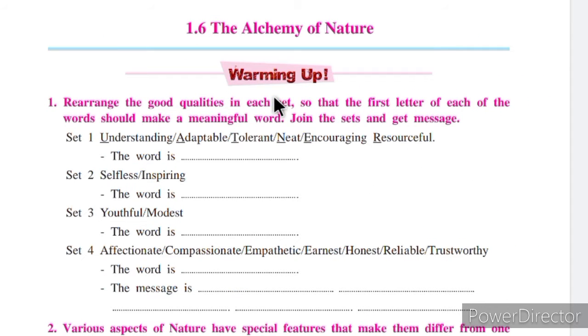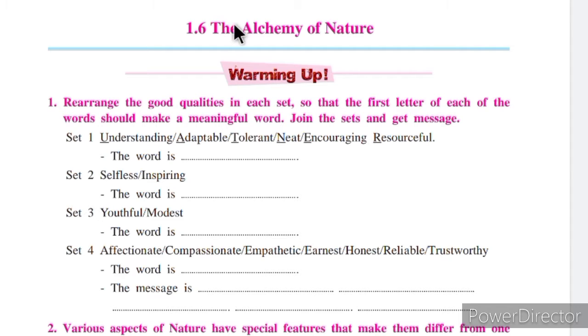Before starting with the chapter, let's see the warming up questions so that we get a little bit warmed up and ready for this chapter. So let's start. First question of warming up is: rearrange the good qualities in each set so that the first letter of each of the words makes a meaningful word. Join the sets and get the message. It's a very simple question. You can do it on your own also, but I'm going to tell you.